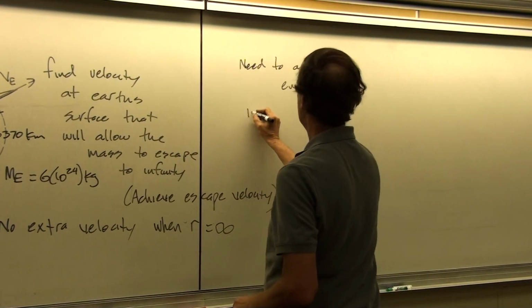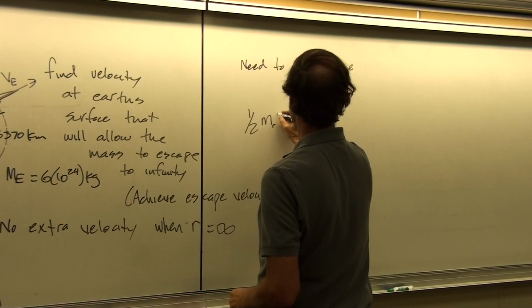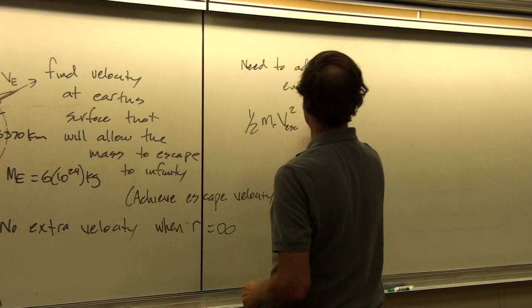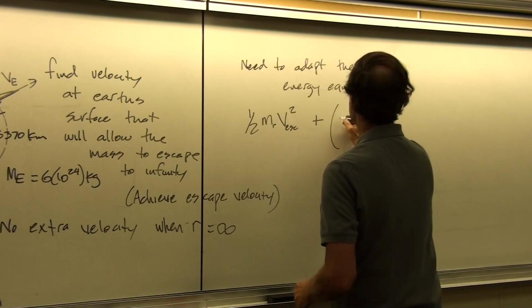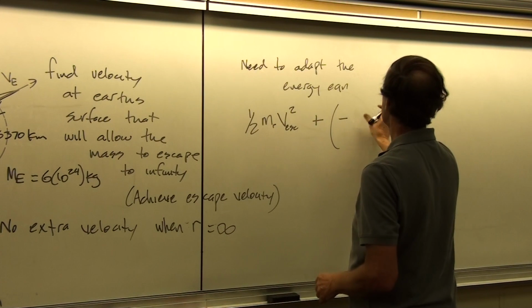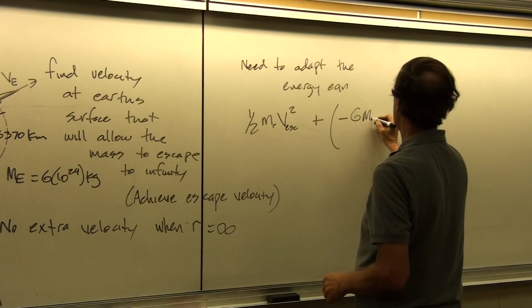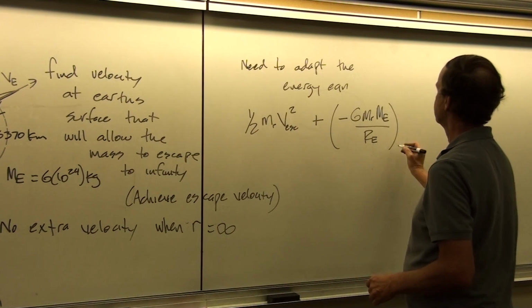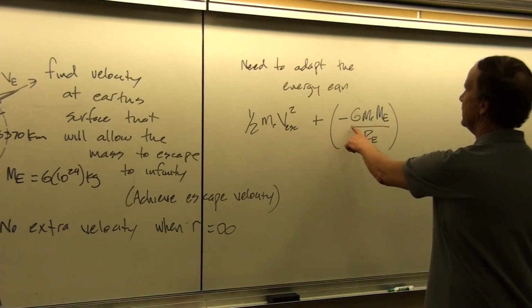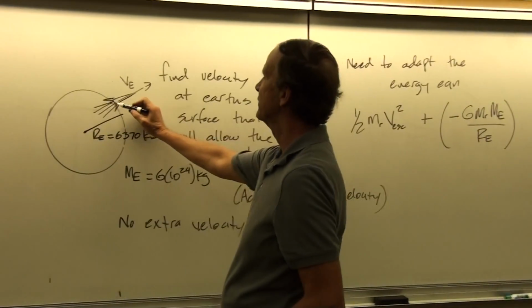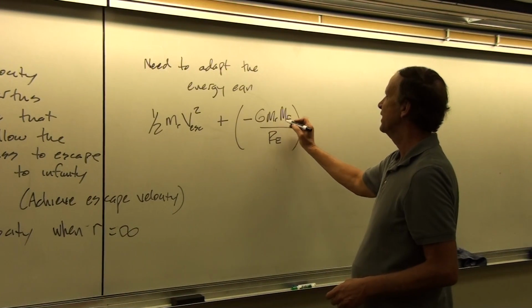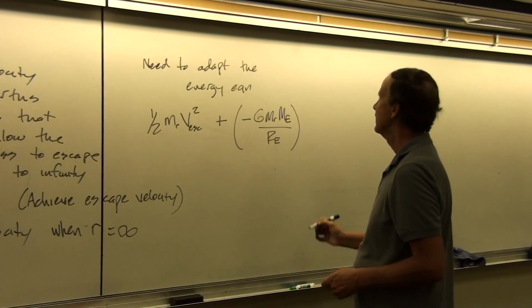We can say that 1/2 times the mass of the rocket times v escape squared plus the potential energy, which is minus G times the mass of the rocket times the mass of the Earth divided by the radius of the Earth. So that's its initial potential energy when the rocket is sitting upright on the surface of the Earth. It's just G times mass of rocket times mass of the Earth divided by the radius of the Earth.